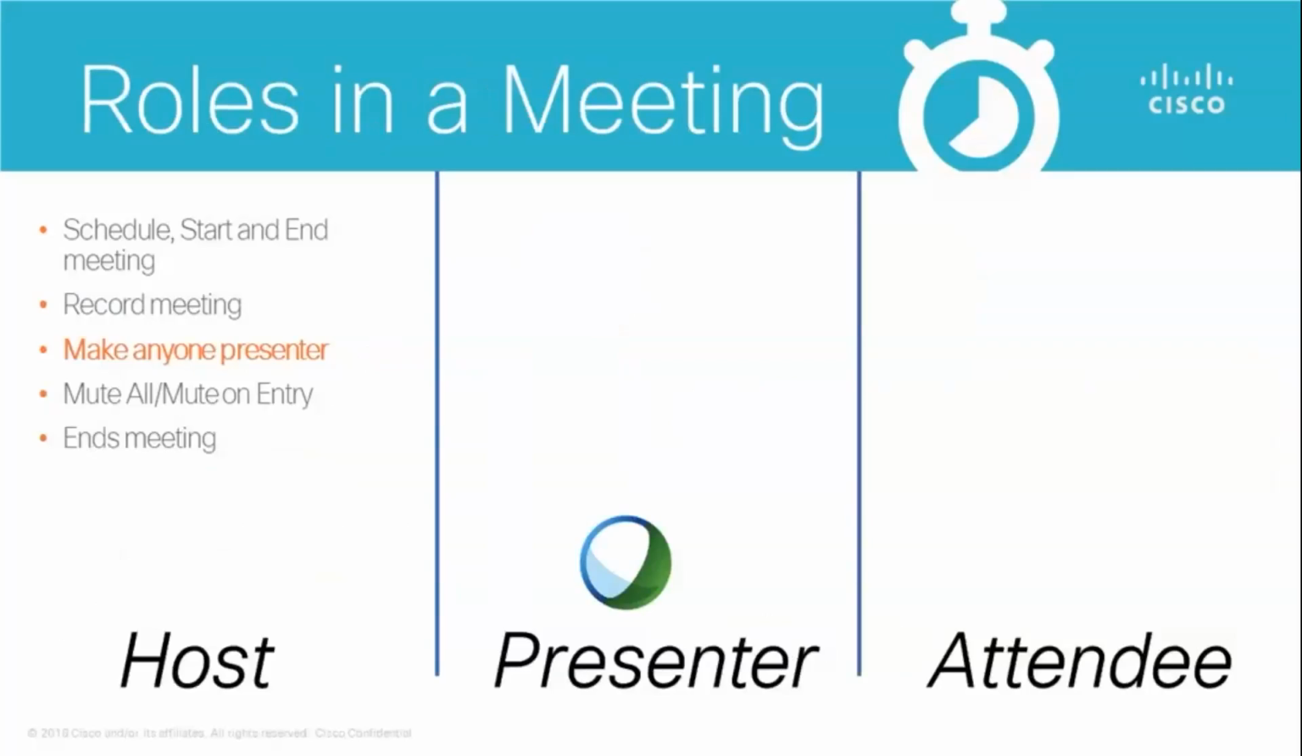So there are roles in a meeting. The host is the person that invited you, right? So scheduling the meeting, starting the meeting, all those things I showed you in the beginning, that's the role of the host. The host usually records the meeting. The host can mute and unmute and do all those things.